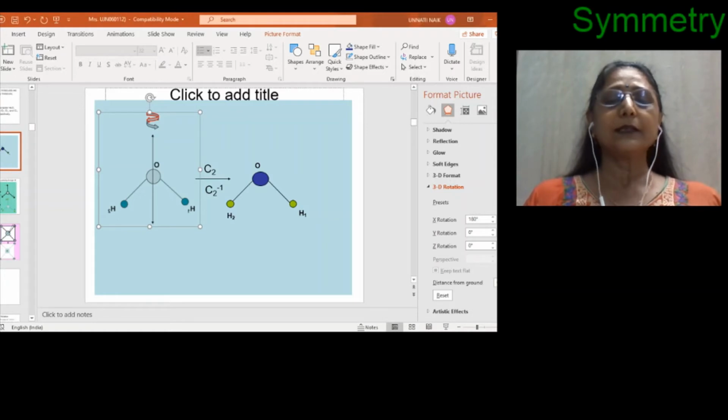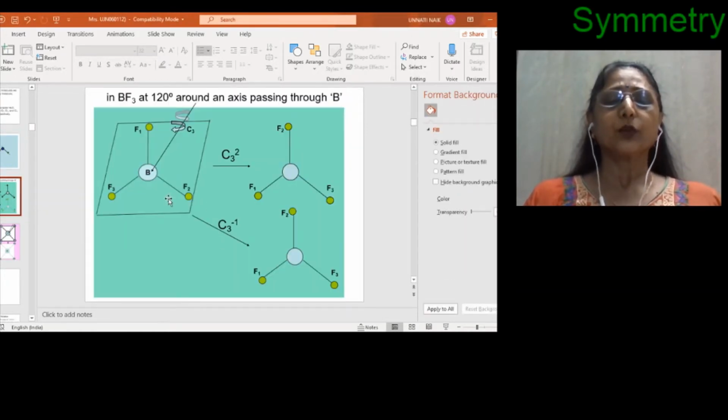Now this is the structure for the H2O molecule. If I consider another molecule, BF3, look at its structure. Here I have a BF3 molecule where boron is in the center. F1, F2 and F3 are three fluorine atoms, and the axis passing through the boron is the C3 axis of rotation. Here clockwise rotation is represented by this arrow, and anti-clockwise rotation we can represent like this.